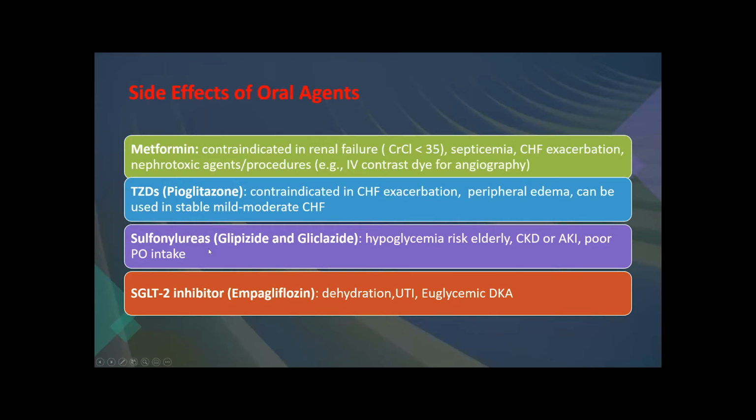So euglycemic DKA is when the blood sugar level is mild or almost normal, which is usually less than 200 or around 200. The function of the SGLT2 inhibitor is to excrete glucose into the urine through the kidney. They block the reabsorption of glucose from the renal tubule. The action is similar to dumping the glucose into the urine.